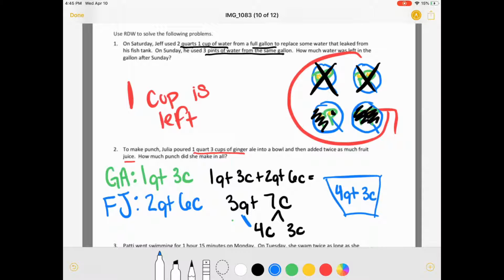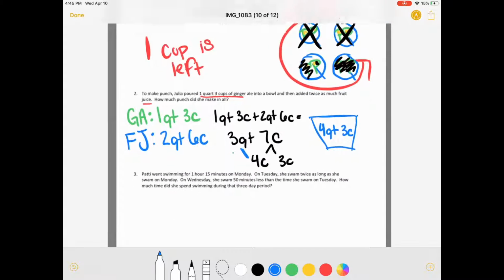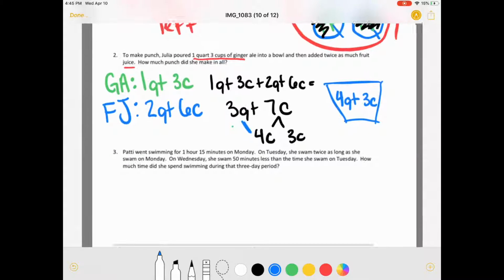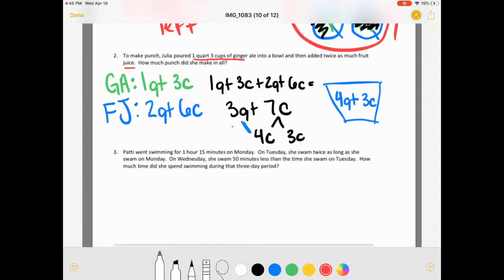I know it says 4 quarts and 3 cups. It should be 5 quarts and 1 cup. I can't go back and fix that right at this second. All right, let's read number 3.